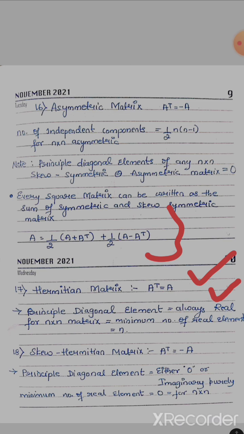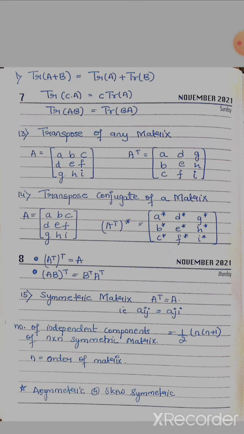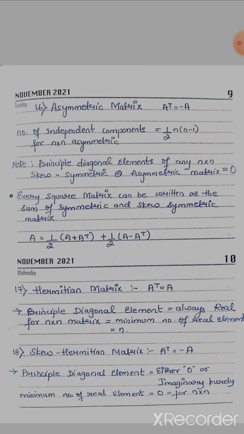And for an n cross n matrix, the minimum number of real elements will be n. Okay. Next, for skew Hermitian matrix, A transpose conjugate is equal to minus A. Here the principal diagonal elements are either 0 or imaginary. You will never know whether it is a Hermitian matrix or skew Hermitian matrix, or whether it is a symmetric matrix or skew symmetric matrix, because just see, A transpose is equal to A is similar for Hermitian matrix also, and for skew symmetric matrix, A transpose is equal to minus of A, and that is also for skew Hermitian matrix. How can you differentiate which type of matrix it is?